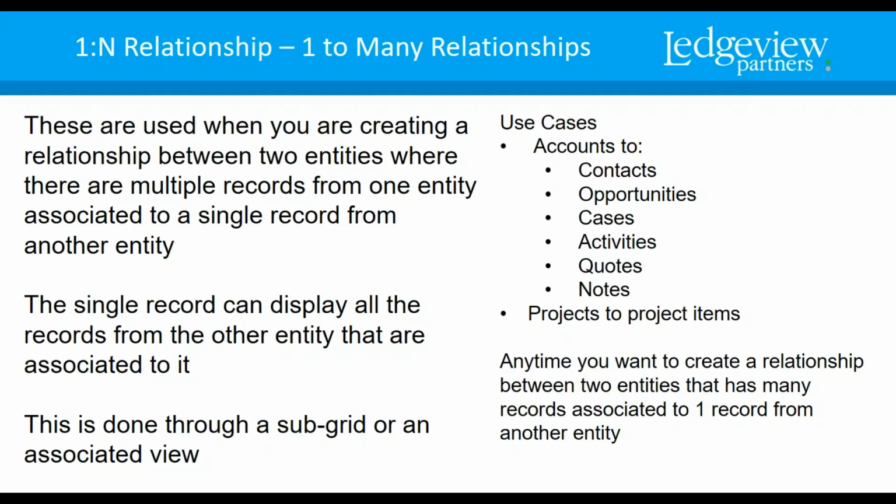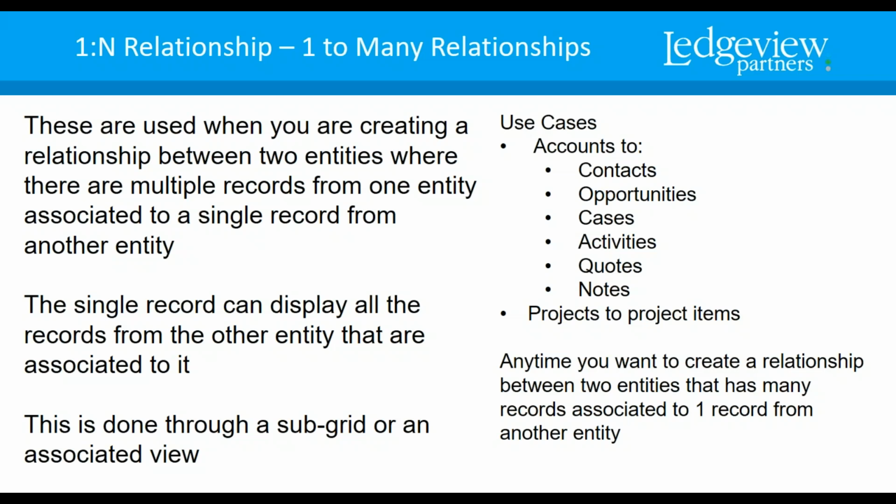These are used. Now we want to jump into what are relationships. So there are 3 different types of relationships within Dynamics. So we have one-to-many relationships, we have many-to-one relationships, and we have many-to-many relationships. So the first one is one-to-many or one-to-n.